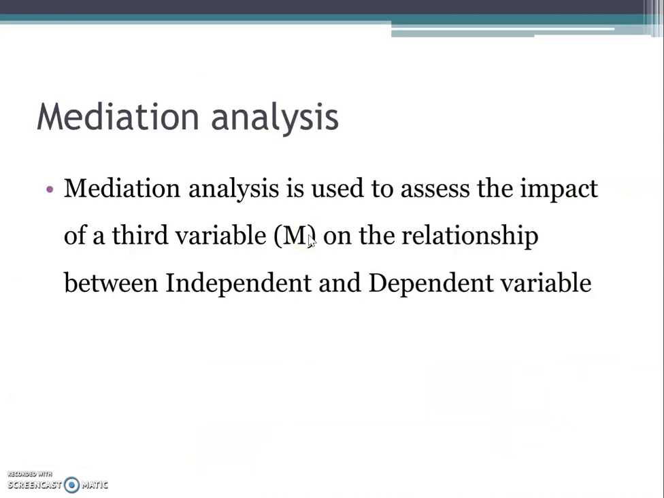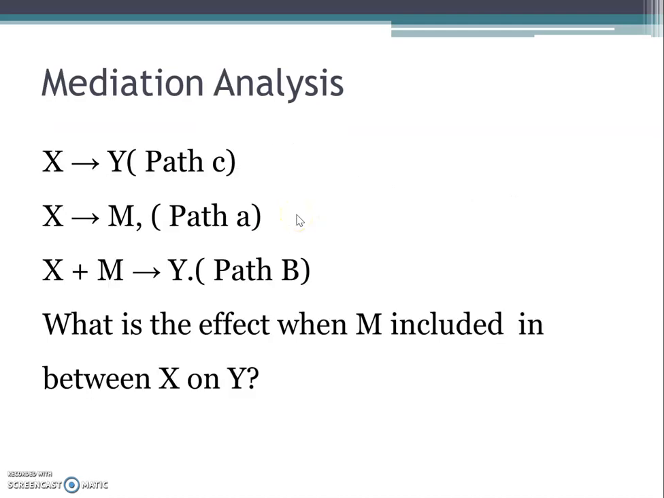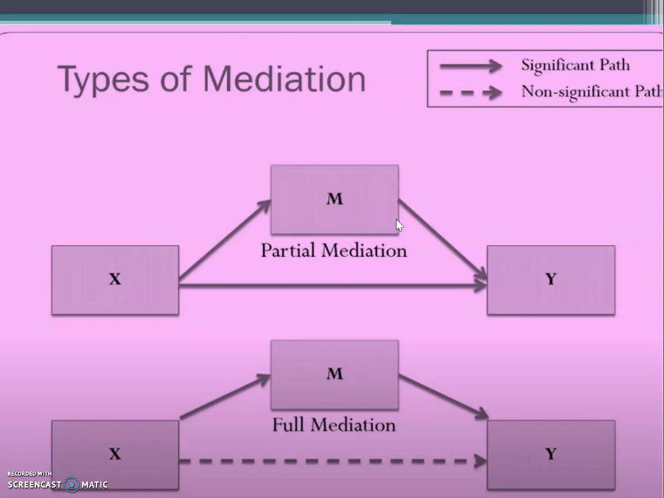So now I conclude what is mediation analysis. Mediation analysis is used to assess the impact of a third variable, the intervening variable, on the relationship between independent and dependent variable. Now how it is conducted, how the test is done, we'll see one by one. Here X is the independent variable, Y is the dependent variable, M is the mediating variable. First we do X on Y, then X on M, then X on Y through M. It means what is the effect when M is included between X and Y? That is assessed. So this is otherwise called mediation analysis. I already discussed through that example partial mediation and full mediation.